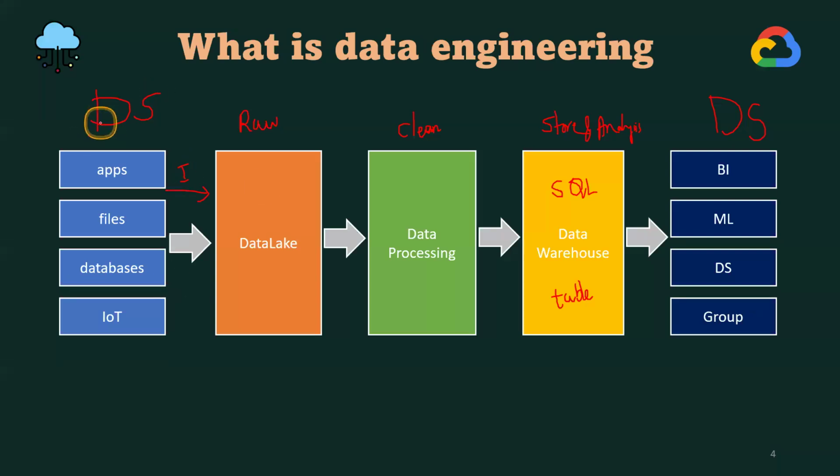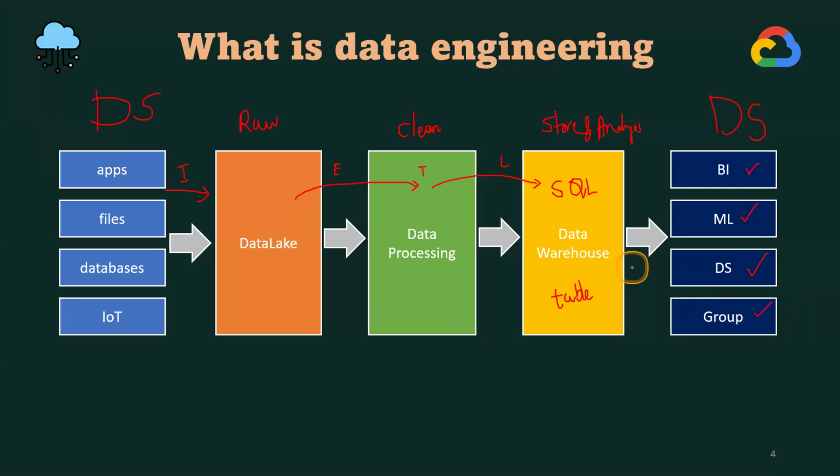You extract the data and ingest it into the data lakes, and you clean the data. You extract it again, transform it, and load it to the data warehouses. During the transformation we are cleaning the data, enriching the data, and analyzing the data in the warehouses. Those analysis data can be used for BI reporting, machine learning, data scientists and business groups.